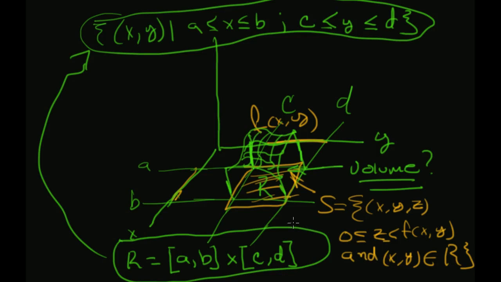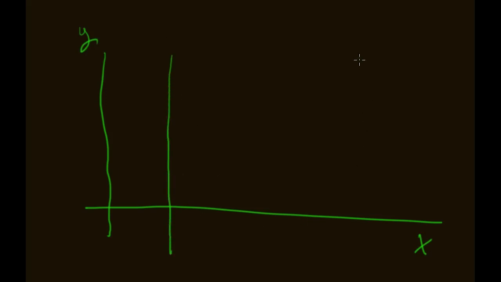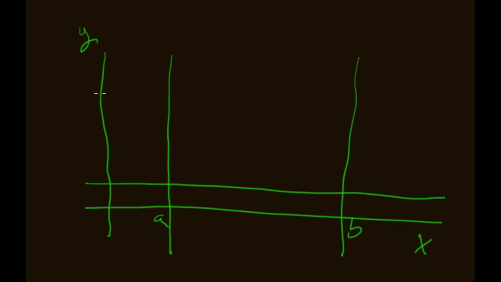Okay, so let's talk about how to find that volume in a Riemannish kind of way. We're going to just look down at the domain for a second. So this is going to be X, and this is going to be Y, and my domain runs between A and B along the X-axis, and it runs between C and D along the y-axis. So this in here is my rectangle R. So what we're going to do is exactly what we did before. We're going to make partitions here.